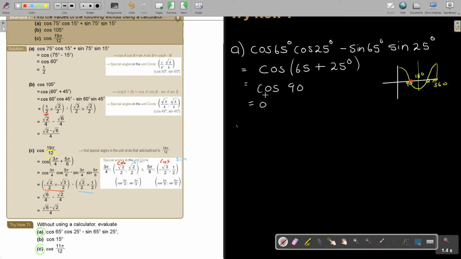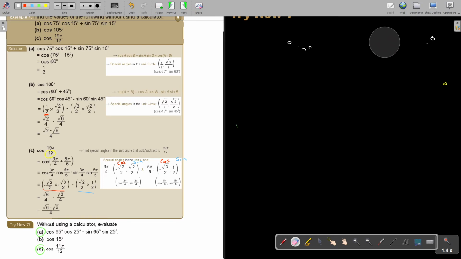Okay, now we come to the next one. The next one is again we have to find that combination, and that is very important. And again, I'm going to do it very long. I'm going to show you step by step, just like I did in the other one, how to get that. Okay, let's start with number C. Okay, so in this one, it's going to be cos 11 pi over 12.